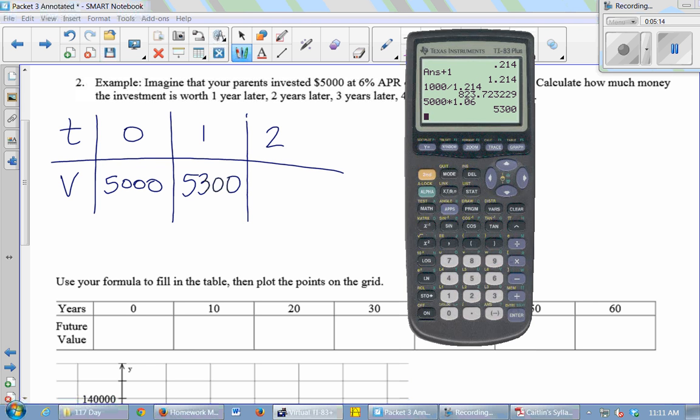2 years later. So 1 year after I had 5,300. The difference between compound interest and simple interest is that with simple interest, in year 2, I would add 6% of only the original 5,000. But in compound interest, I get to take 6% of 5,300. So that $300 that I made in the first year, now that's going to work for me too, and I'm going to take 6% of that also. So I'm going to take this 5,300 and multiply by 1.06, and I get $5,618.